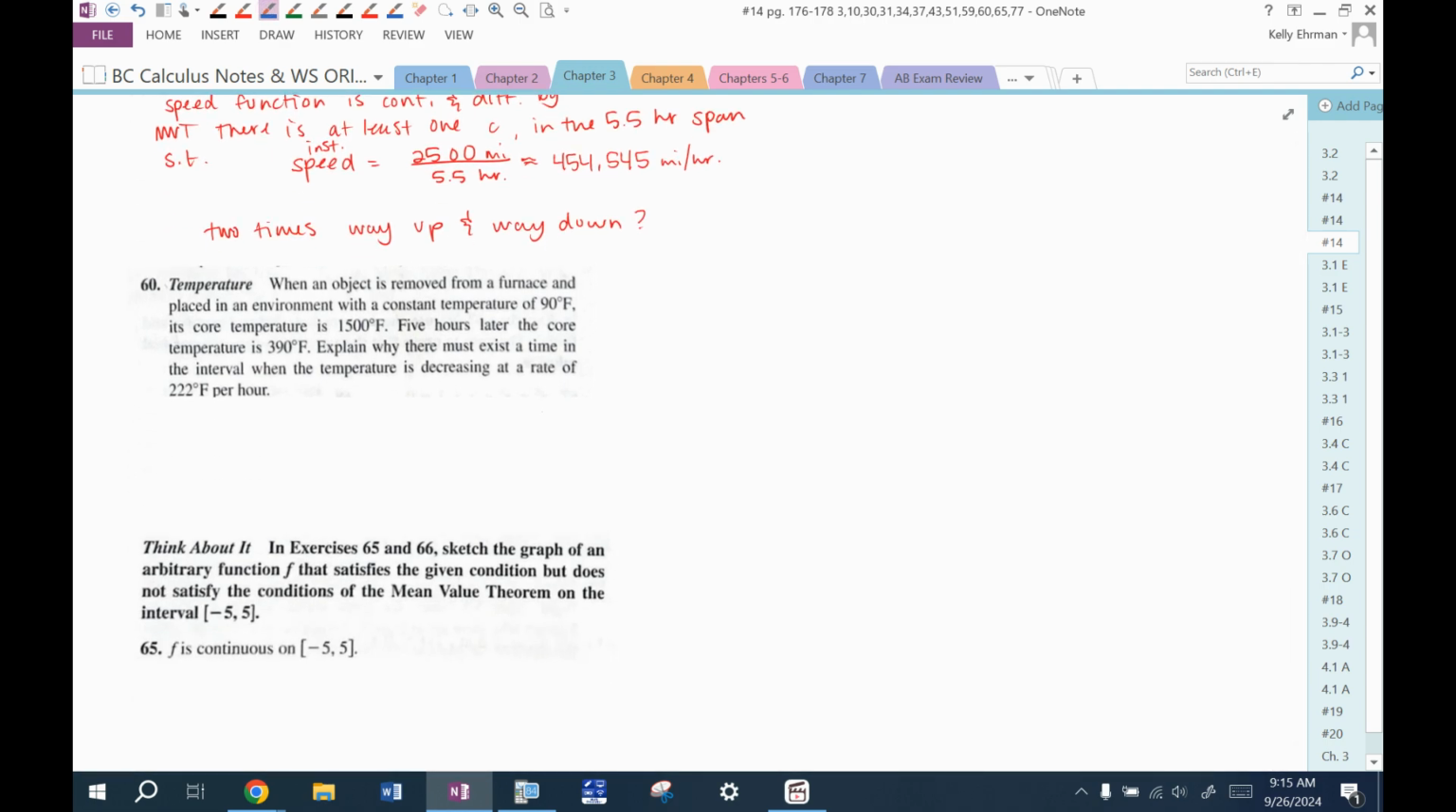Okay, number 60. When an object is removed from a furnace and placed in an environment with a constant temperature of 90 degrees Fahrenheit, its core temperature is 1,500 degrees Fahrenheit. 5 hours later, it drops to 390. Explain why there must exist a time in the interval when the temperature hits 222.